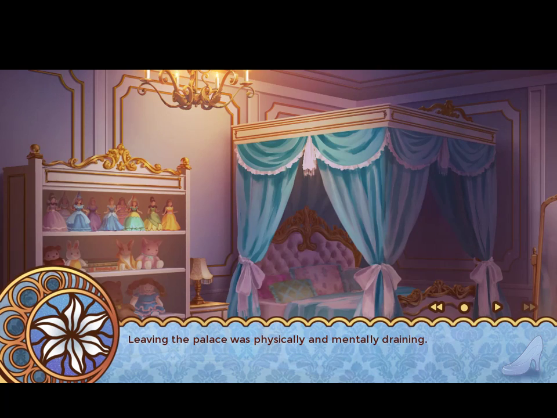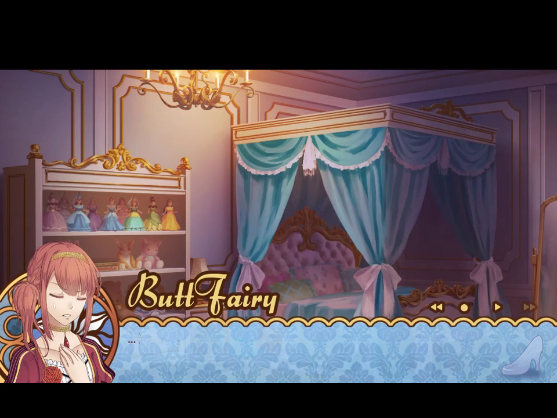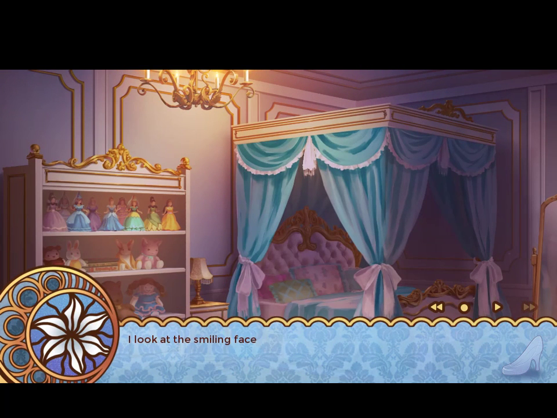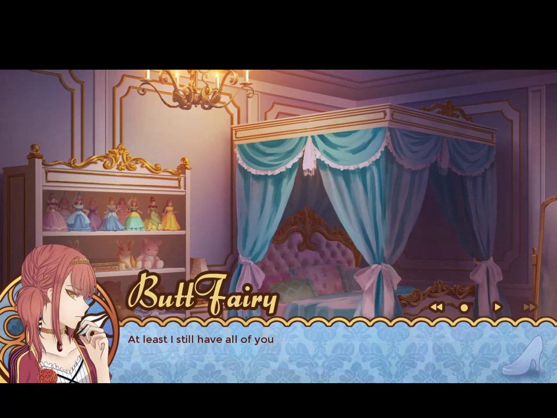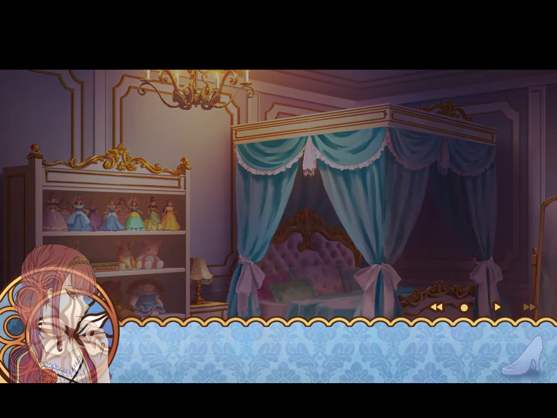It's interesting. Leaving the palace was physically and mentally draining. My bed is welcoming to my unusually heavy body. Turn my head and meet Dolores' glassy gaze from where she sits on my shelf. I left the palace today, Delora. Wasn't the same as all those years ago. Everyone looked at me like I was a monster. What have I ever done to deserve those looks? How can I be so hated? Ice Princess. I wish Mother was here. I look at the smiling faces of my dolls. At least I still have all of you. I yawn and stretch my arms. Good night, Delora.